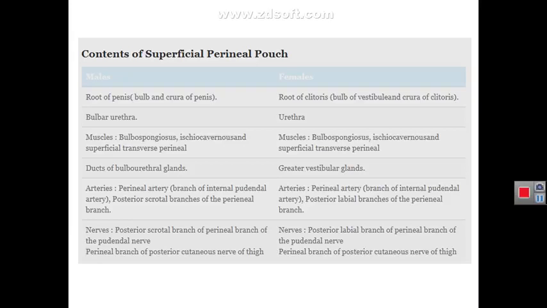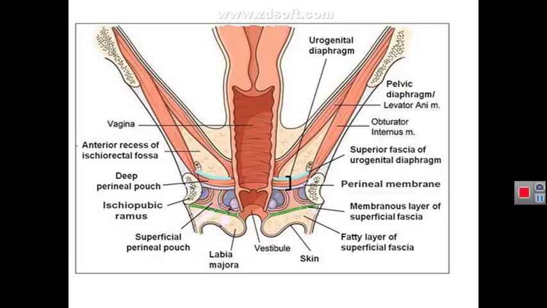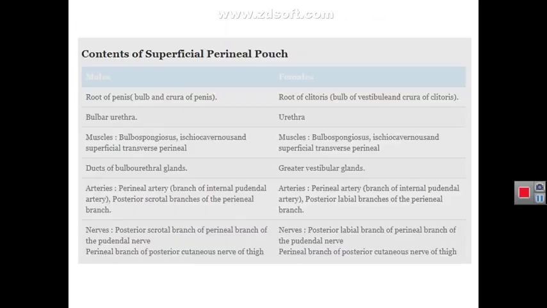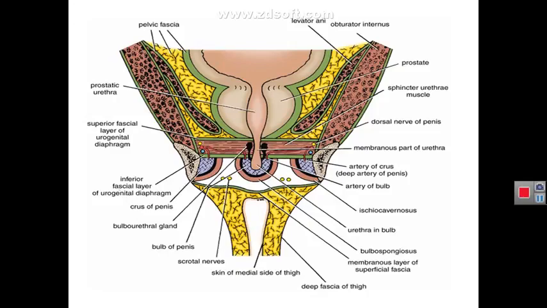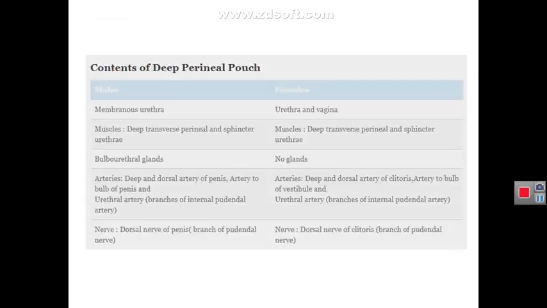This is the summary of the contents of the superficial perineal space or pouch in male and female. You can read it from here and depend on this figure and that figure. And also this is a summary of the content of the deep perineal space, and you can depend on that figure and that figure for demonstration.